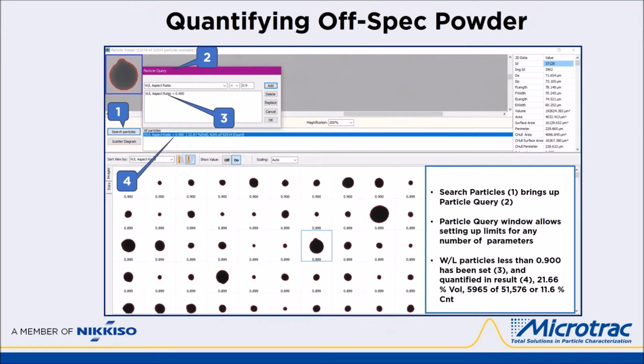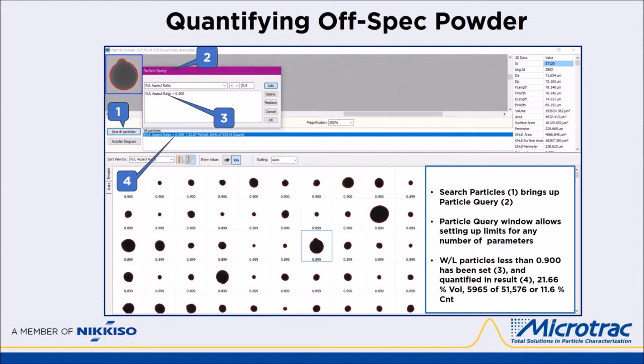Here's a function in the View Particles display, which can be used for isolating groups of images matching a user search criterion, often searching to isolate and quantify off-spec subpopulations. Selecting the Search Particles box in Callout 1 brings up the particle query window, Callout 2.